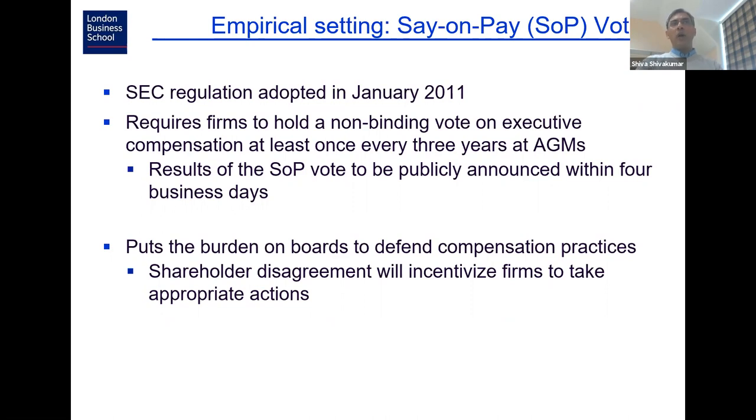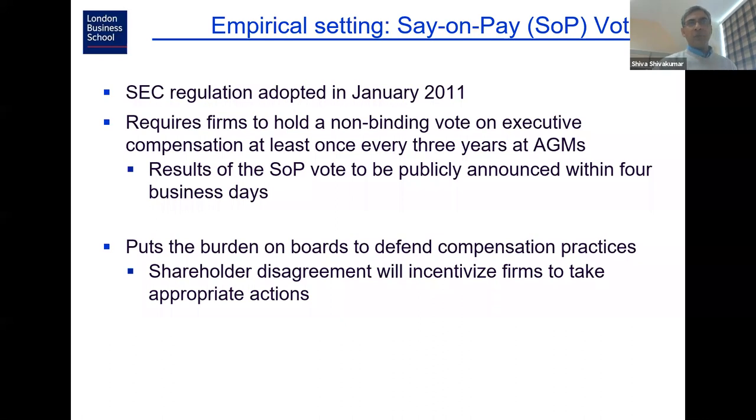The firm doesn't have to do anything in terms of responding immediately to the shareholders. Although subsequently, if the shareholders do disapprove the executive compensation, all that is needed is for the firm to explain to the shareholders why they are not going to do anything about it, or if they are going to do something about it, they just need to explain it. This voting has to be held once every 3 years at the annual general meetings. And companies can choose what periodicity they want their voting to be in. They can either choose it to be 1 year, 2 years, or 3 years, but it cannot be more than 3 years. And the results of the SOP vote have to be publicly announced within 4 business days of the AGM meeting.